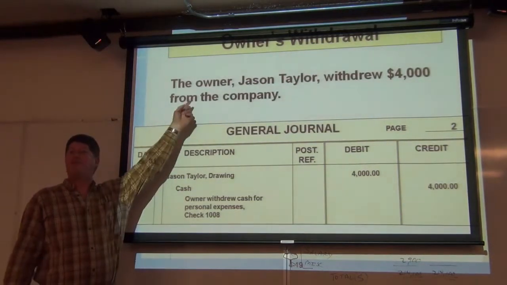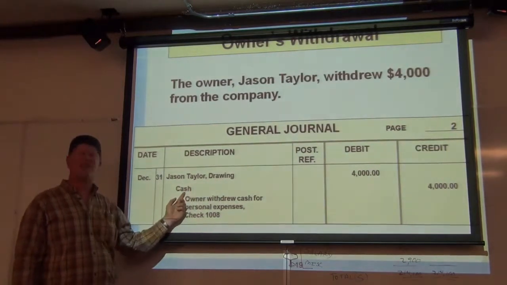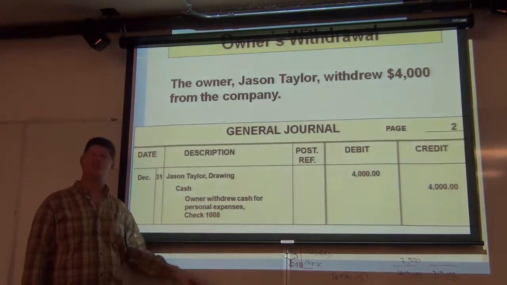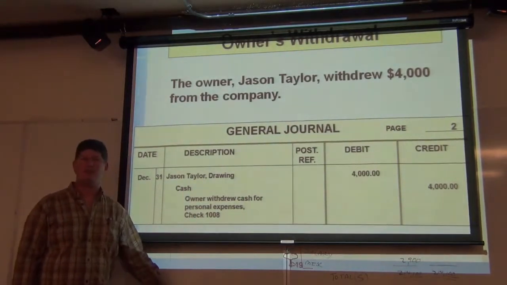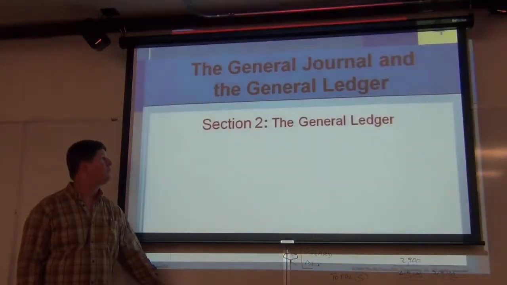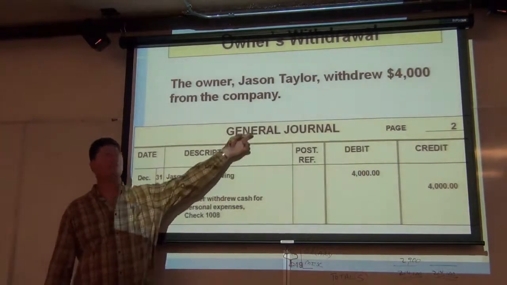What's going on here? The owner's taking money. So we debit the draw account. Cash goes down, so we credit cash. We wrote him check number 1008. That way he can pay his personal expenses, right? Okay. All right, so the first place, the book of original entry, general journal.